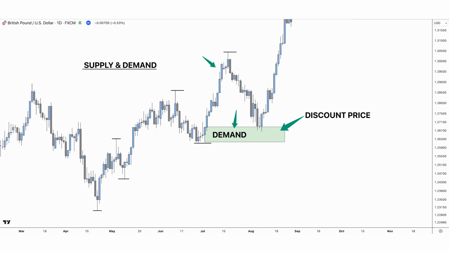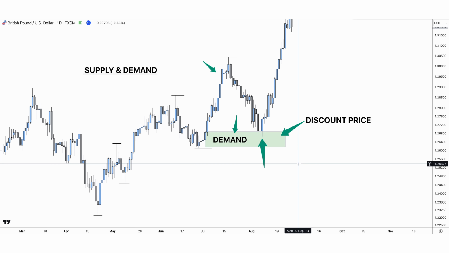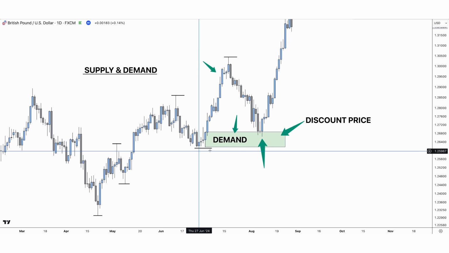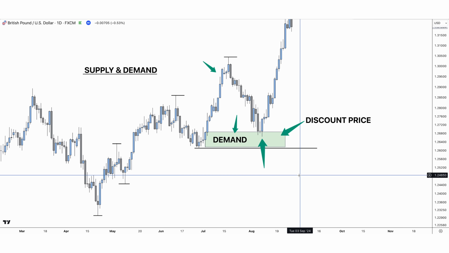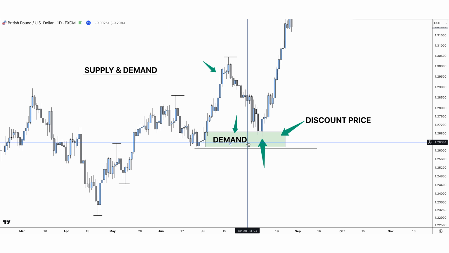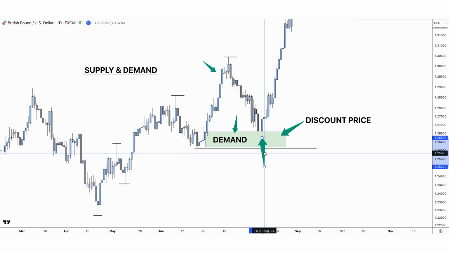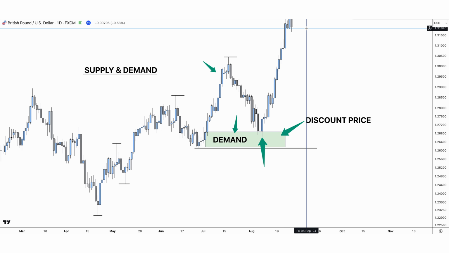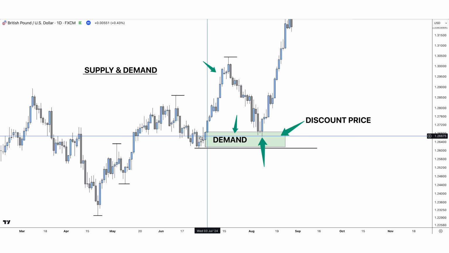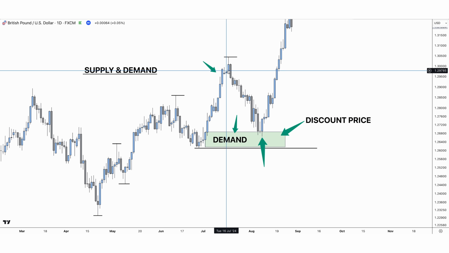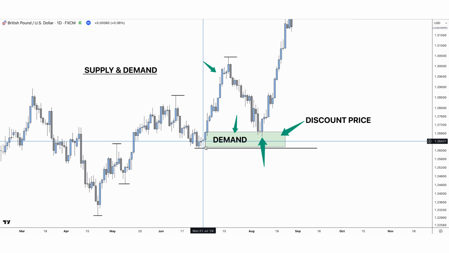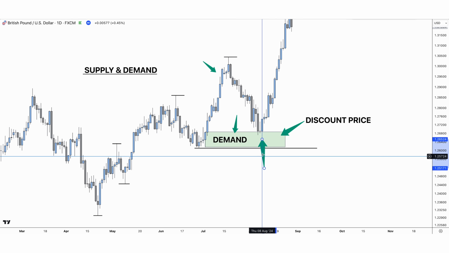Now, when this demand is hit again, like this, we would be pretty sure or have a pretty solid idea that providing the market structure stays intact, meaning this higher low doesn't get broken, and providing that we start to see some nice reactions from this demand, well, then this would be a good place to see a new influx of buying, right? Because it was a discounted price to buy from before. Now the price has creeped even higher. It becomes an even more attractive point to buy from if the market returns to it.